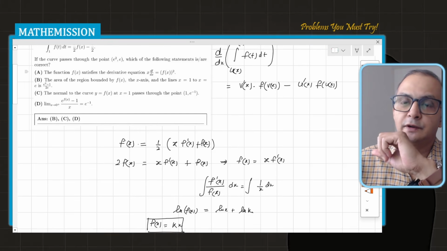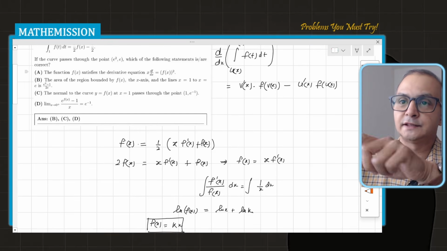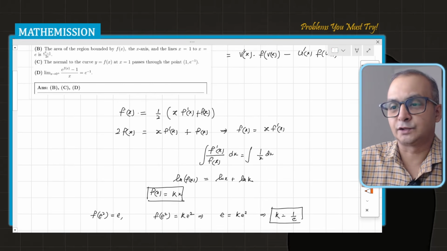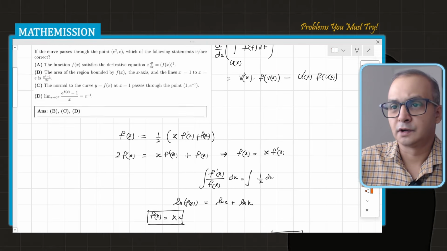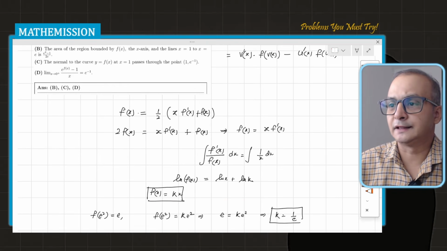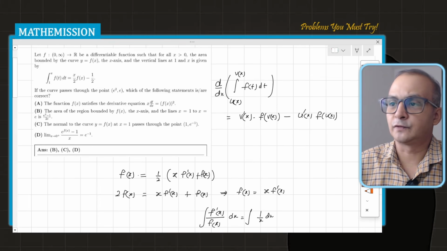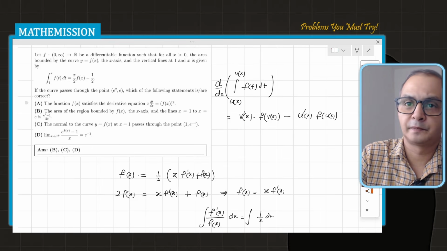So, part A: the function f(x) satisfies the differential equation x·(df/dx) = (f(x))². Of course it is not so, because we have got the relation f(x) = x·f'(x). So the first part is incorrect.